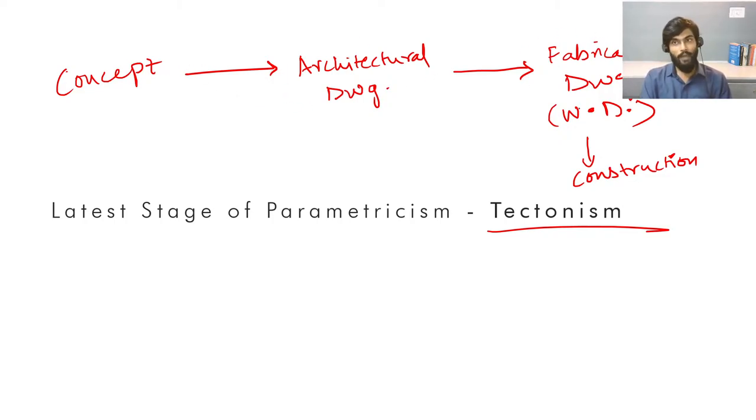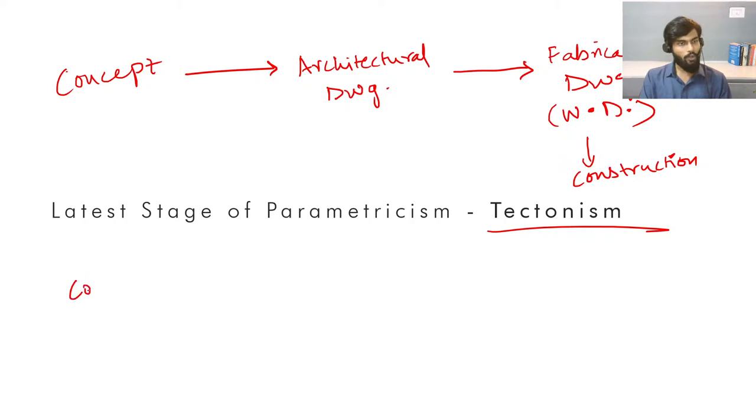So what happens is you design a building, you make architectural drawings out of it. When you reach this fabrication drawing stage, that is when you start exploring the market. Okay, this size of the panel is available. These are the products that are available in the market and how we can use them in our design, so that we do not have to custom produce everything. We can make use of what is already there in the market in our design. That is what you do in fabrication or working drawings, right? But this changes with tectonism.